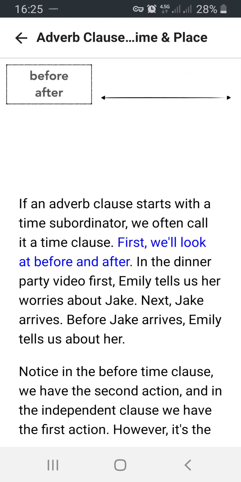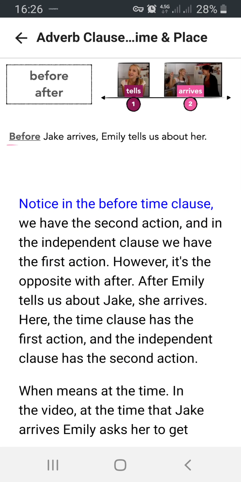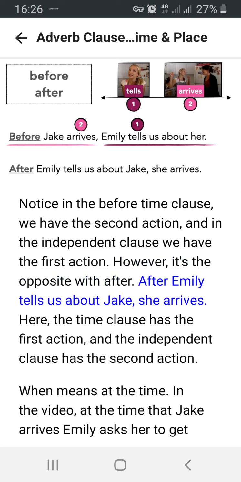First, we'll look at before and after. In the dinner party video, first, Emily tells us her worries about Jake. Next, Jake arrives. Before Jake arrives, Emily tells us about her. Notice, in the before time clause, we have the second action, and in the independent clause, we have the first action. However, it's the opposite with after. After Emily tells us about Jake, she arrives. Here, the time clause has the first action, and the independent clause has the second action.